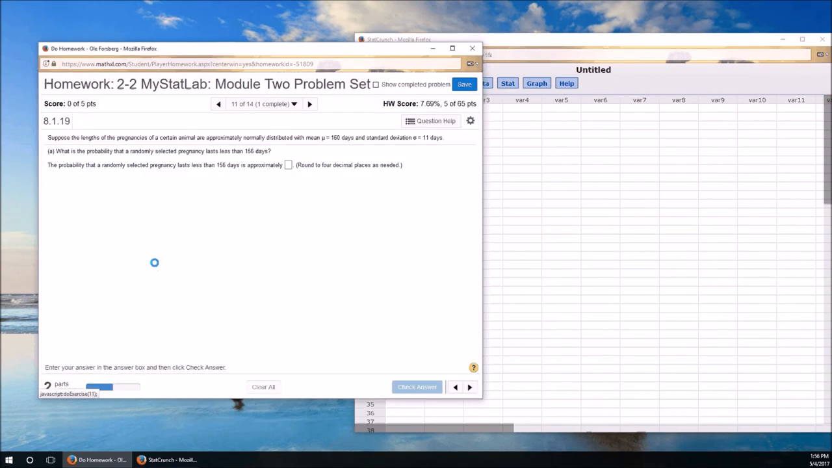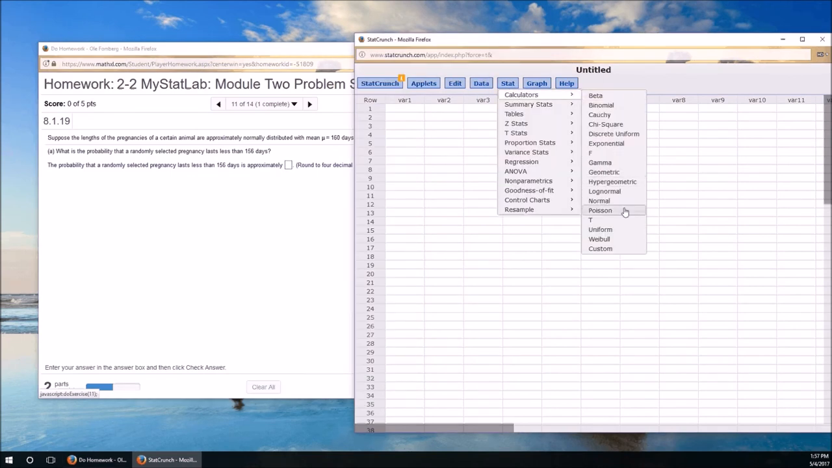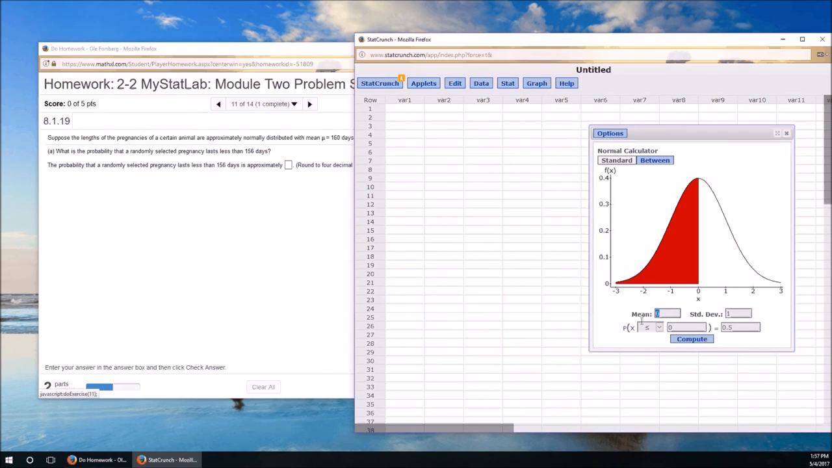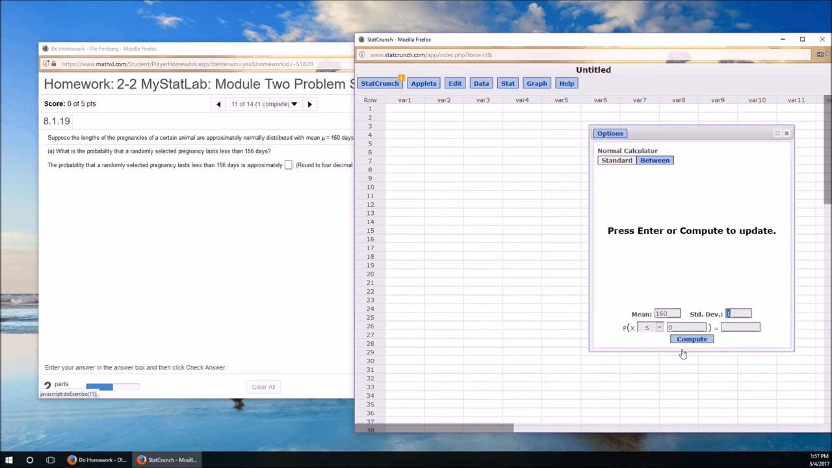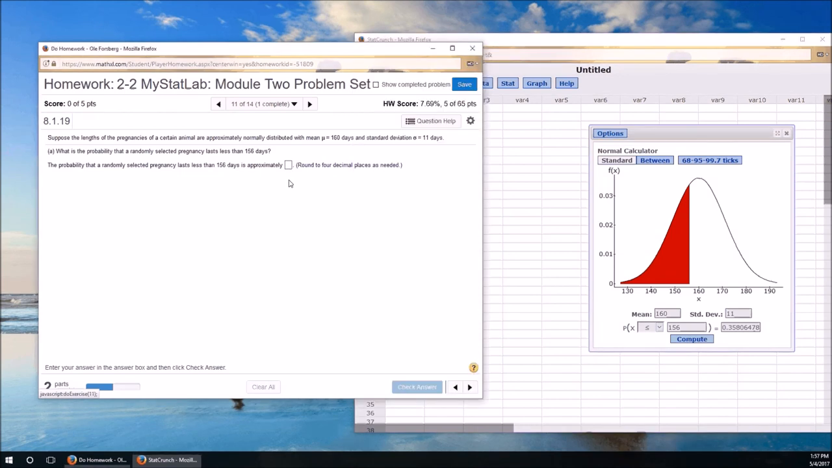Now, I'm not going to do problem 11, but notice that we're given lengths of pregnancies distributed with a mean of 160 and a standard deviation of 11. So we can put that mean right there. We can put a standard deviation of 11 right there. Probability that a random selection lasts less than 156 days, less than 156. All right, that's about 0.3581. And it's just that easy.